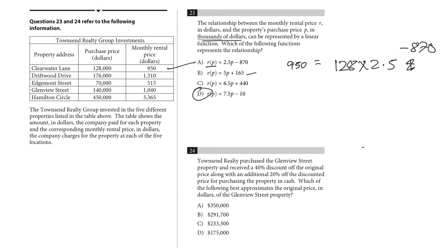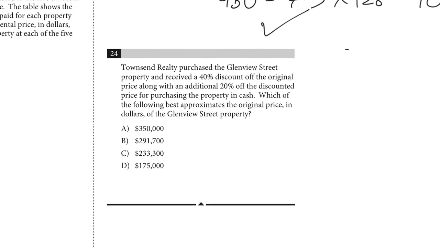So this proves correct. So this is how I did it, right? So 950 is equal to, I'm checking this relationship, 7.5 into 128 in thousands of dollars minus 10. So this relationship is correct. So this would be the right answer.